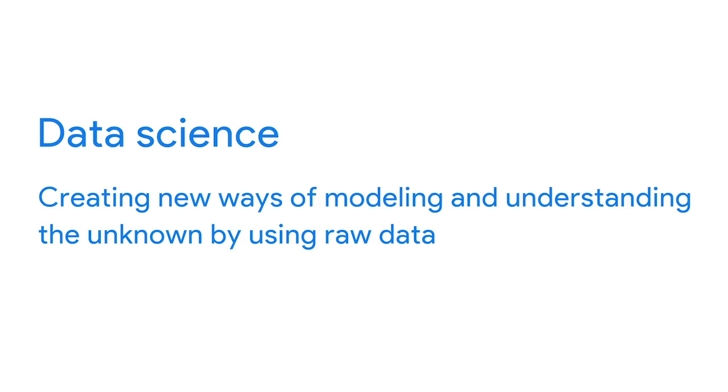Okay, now let's talk about some common misconceptions you might come across. First is the difference between data scientists and data analysts. It's easy to confuse the two, but what they do is actually very different. Data science is defined as creating new ways of modeling and understanding the unknown by using raw data. Here's a good way to think about it. Data scientists create new questions using data, while analysts find answers to existing questions by creating insights from data sources.